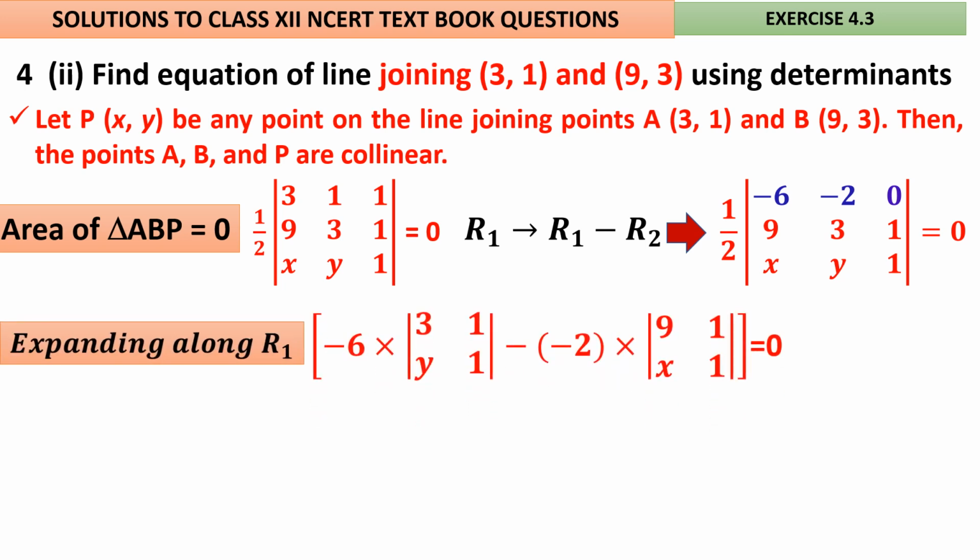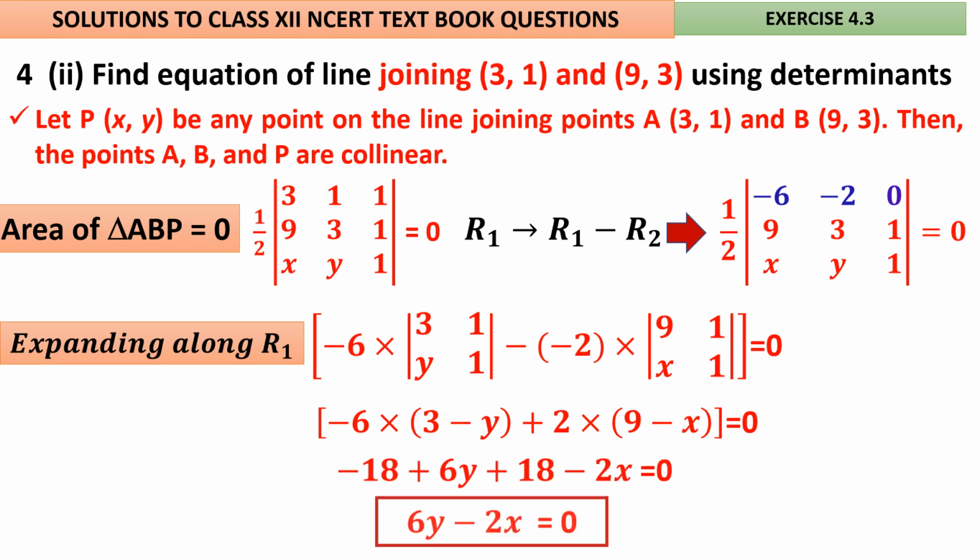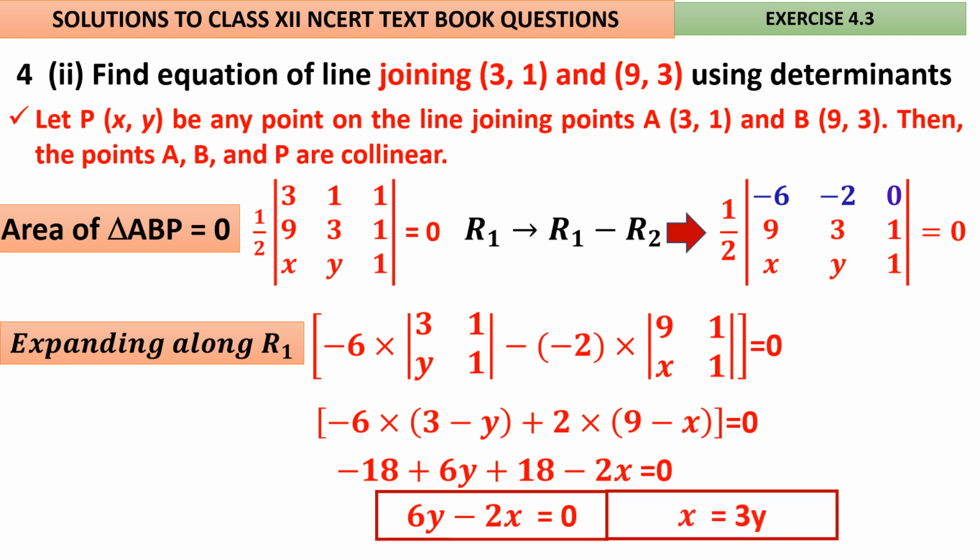Expand now. Minus 6 multiplied by 3 minus y, and minus of minus 2 multiplied by 9 minus x; the term multiplied by 0 we need not write. You got minus 6 multiplied by 3 minus y plus 2 multiplied by 9 minus x. Now you got the equation 6y minus 2x is equal to 0, which can be written as x is equal to 3y.